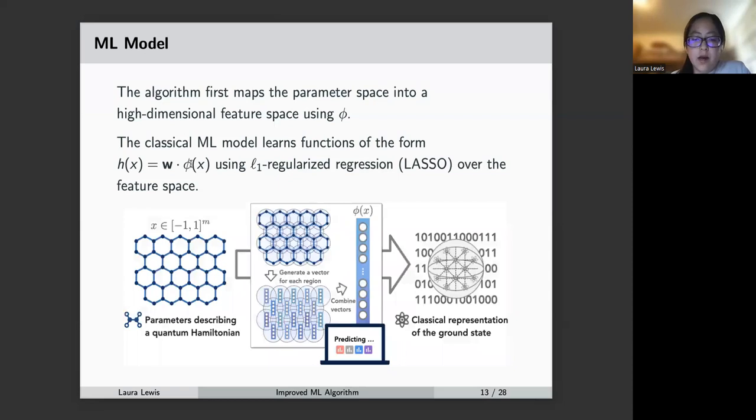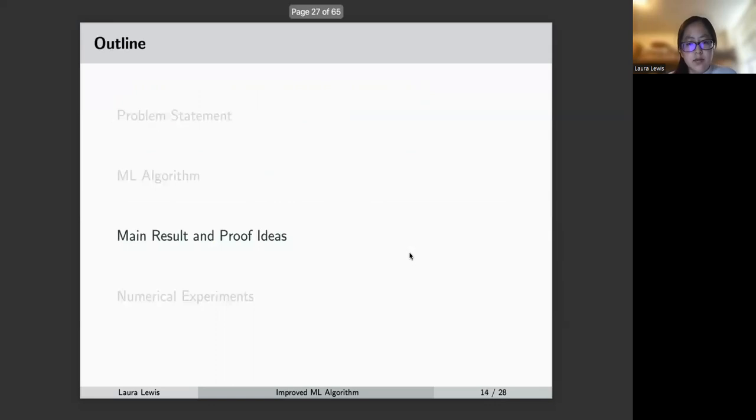Just as a recap of what I was saying, overall, the ML algorithm does the following. It takes as input these parameters, and then it generates this feature vector by considering each of these local terms. And once it has the feature vector, then it can just use lasso and output our ground state property. Okay, so like I said, this was a fairly high level sketch of what was going on. Now I'll take some time to discuss the main result in more detail and talk about the proof ideas.